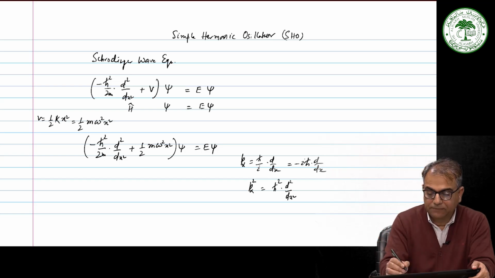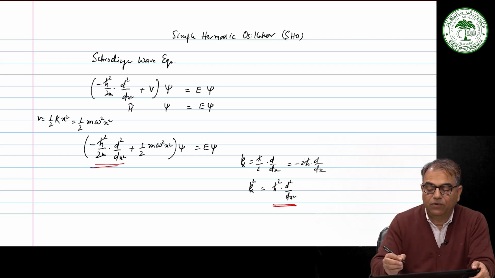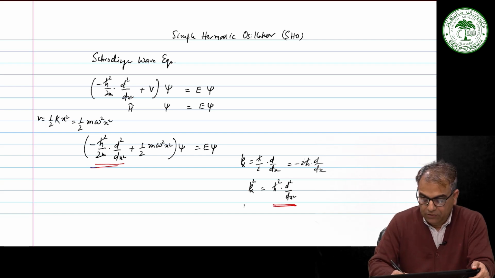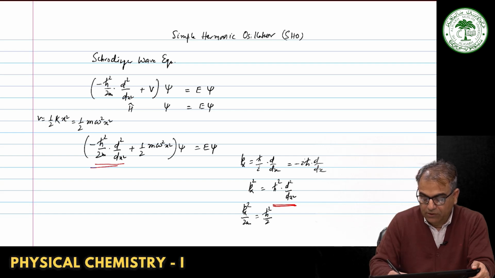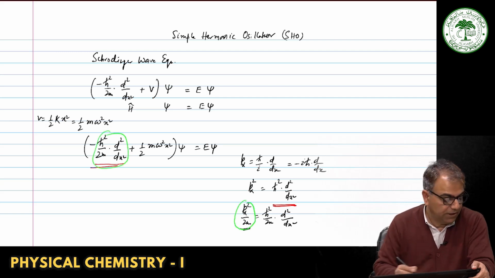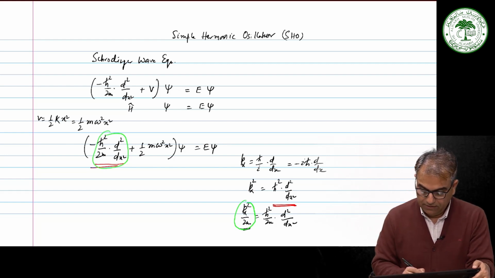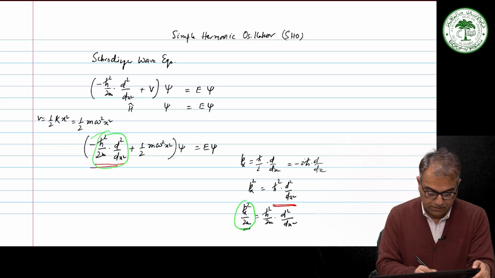So, if you compare this part with this equation, the only missing thing is 2m. So, let us do it. Px square divided by 2m becomes equal to minus h cross square divided by 2m d square by dx square. So, this part you can replace with Px square by 2m, and then this whole part you can remove.